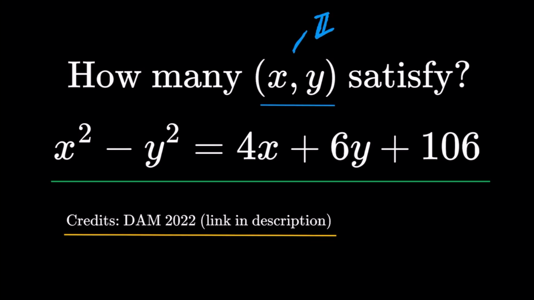Hello, it's Dumplet here. Here's an item on number theory. How many integer pairs x, y satisfy the following? x squared minus y squared is equal to 4x plus 6y plus 106.